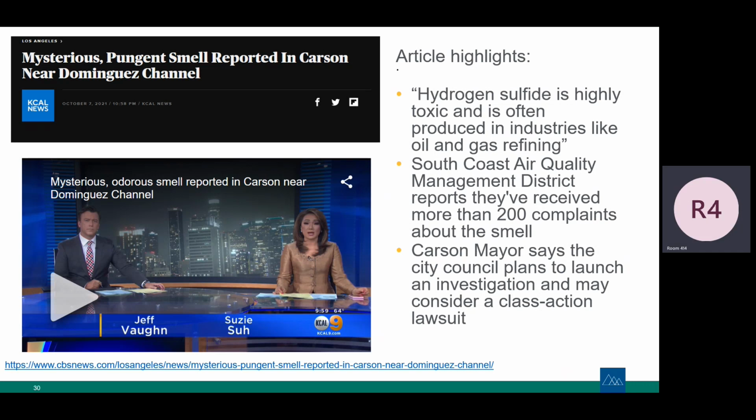They mentioned that hydrogen sulfide is very dangerous, and they make sure to mention that it comes from oil and gas refining. At this point, the Air Quality Management District in Southern California has told the news that they've had over 200 odor complaints about the odor up to this point. And the mayor of Carson said they're ready to launch an investigation and litigation may be required.